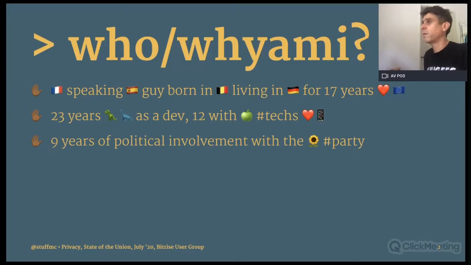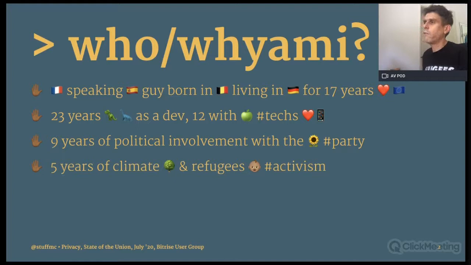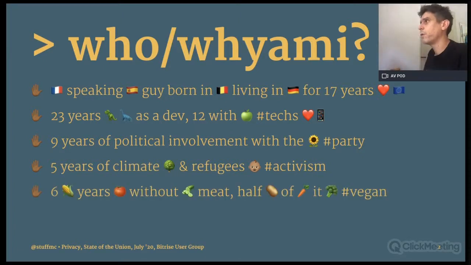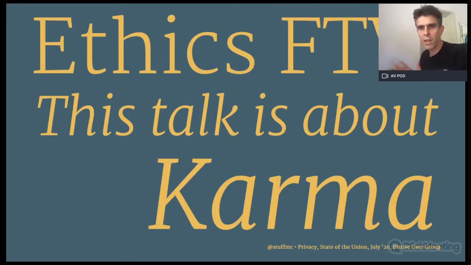I have 9 years of political involvement with the Green Party. So besides being a full-time developer, I am an actual politician, and this is one of my motivations behind this whole privacy and energy optimization, which is my other thing. I also have 5 years of climate and refugee activism, so I hang out in some forests sometimes and fight against coal, and I'm also a refugees welcome activist. I have 6 years without meat, and half of it as a vegan, which is another part of my ethics. Why am I telling you all of this? Well, because this is about ethics, ethics for the win.